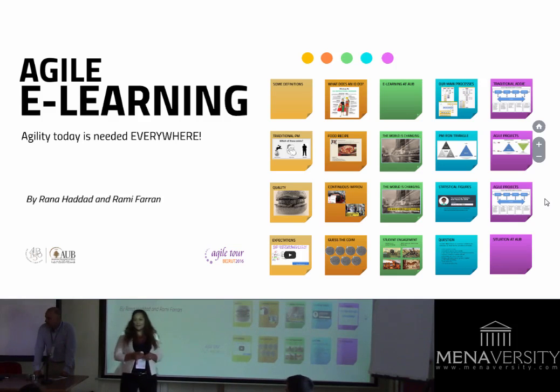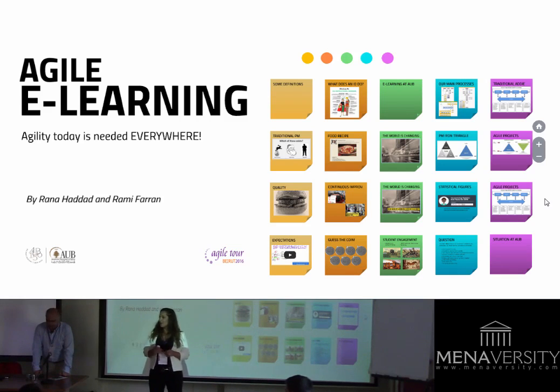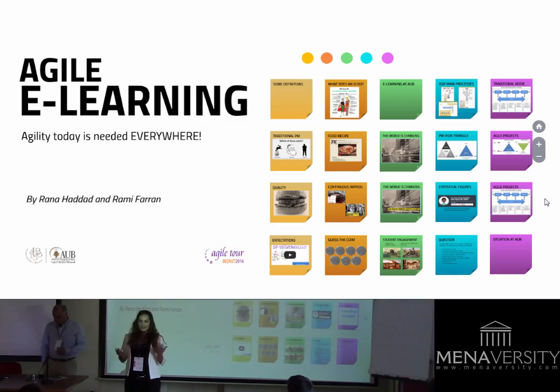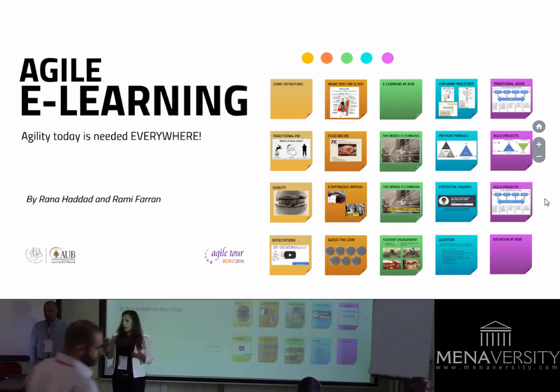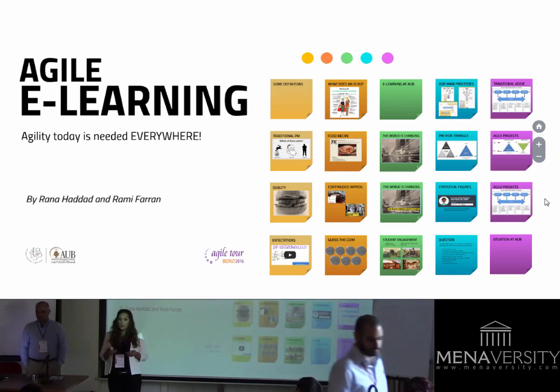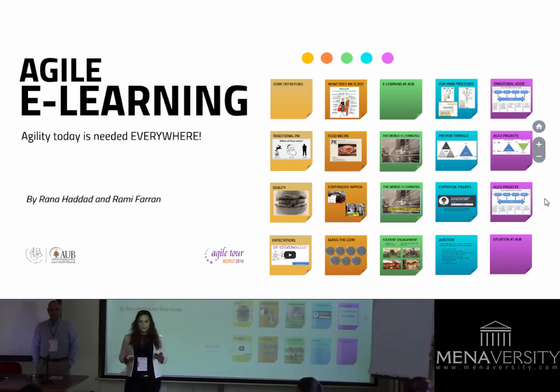Okay, so we're going to talk to you about a few things. First of all, the main thing obviously is Agile E-learning, but many of you might be wondering, what does that mean? What is Agile E-learning? Tell us a little bit more about it. So we're going to focus mainly on, first of all, defining our context. So what do we mean by e-learning? What is e-learning for AUB? What are our current processes? What are our problems with our current processes?